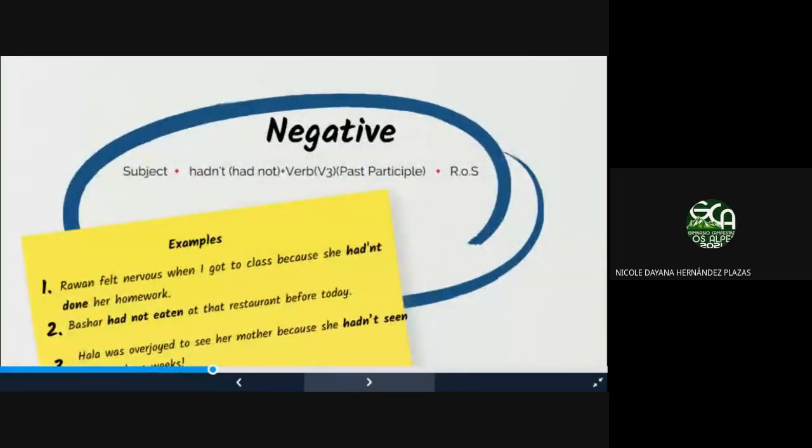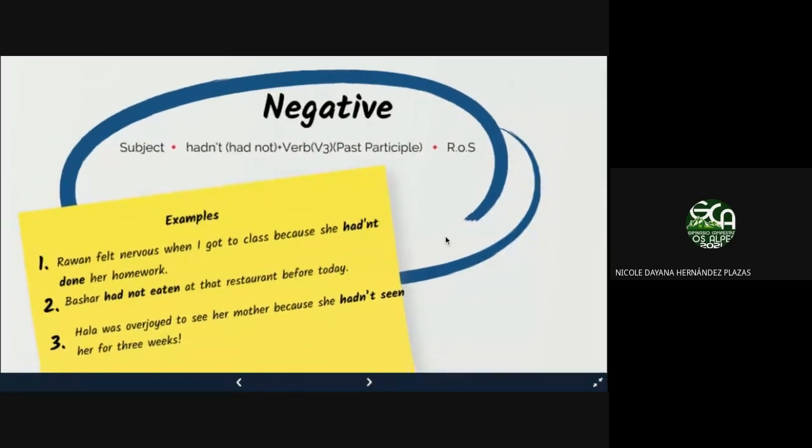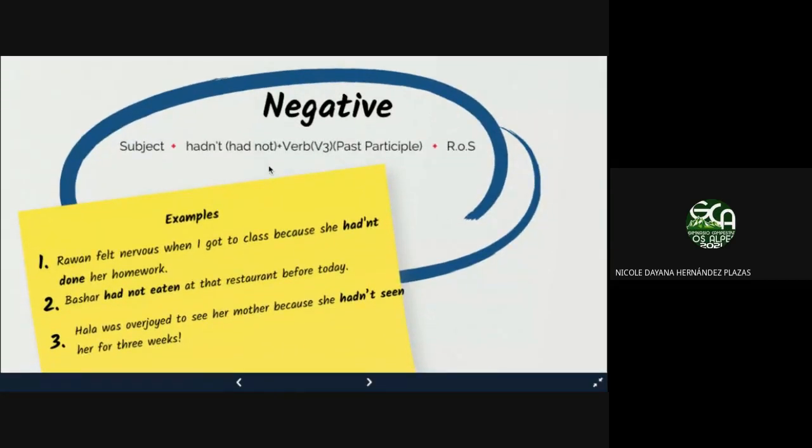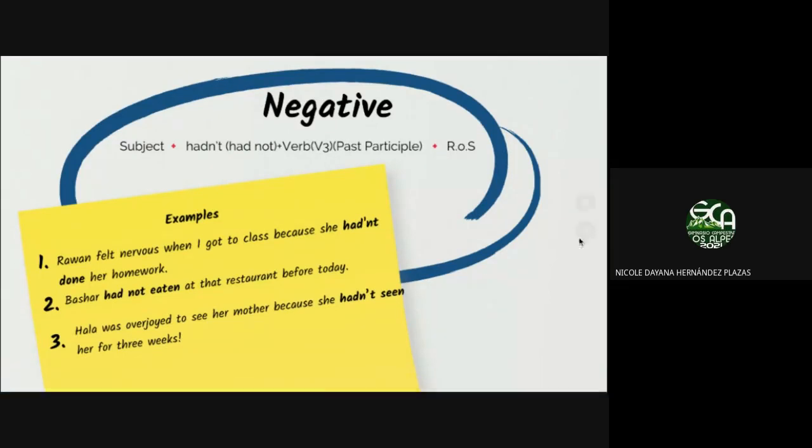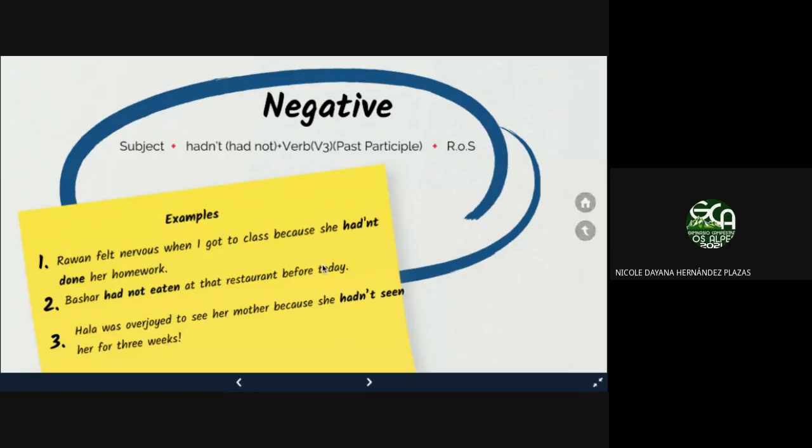What happens with negative, babies? The only thing you have to do here in negative is this one. You have to put the auxiliary verb, which is had, in negative, and that's it. So you can do it as hadn't, or you can do it as had not. So once again, you have your subject, you have your auxiliary verb in negative, and you have the verb in participle. So I am going to ask, Jacob, can you please help me reading the three examples?